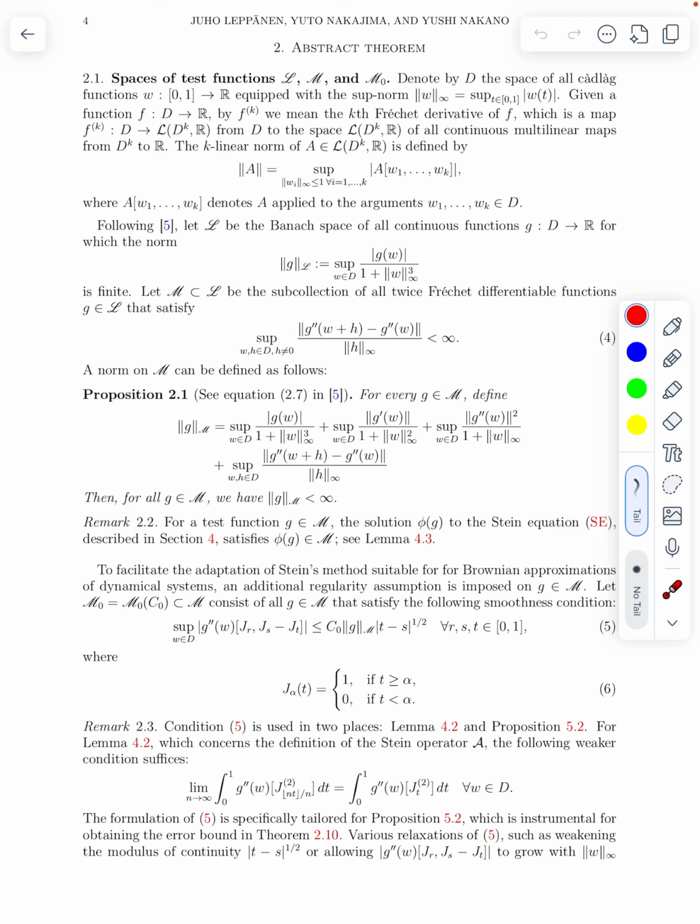What does càdlàg mean? It comes from the French, continue à droite, limitée à gauche. That means continuous from the right and limits from the left. A classic example of a càdlàg function is a step function that looks like this.